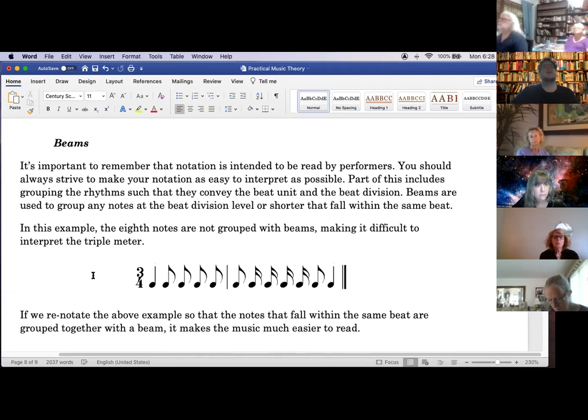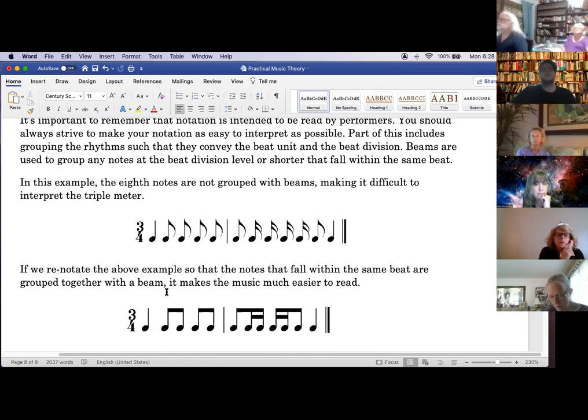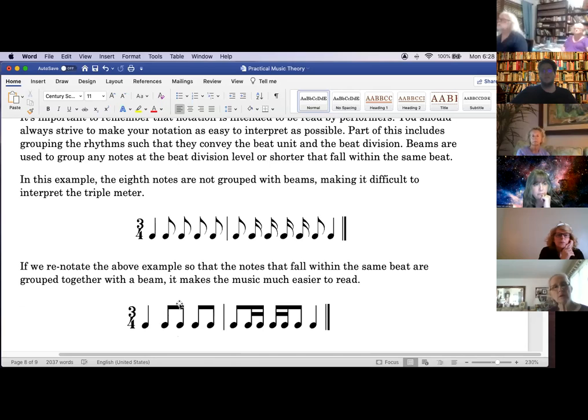Beams. It's important to remember that notation is intended to be read by performers. Duh, right? Composers frequently forget this. You should always strive to make your notation as easy to interpret as possible. Part of this includes grouping the rhythms such that they convey the beat unit and the beat division. Beams are used to group any notes at the beat division level or shorter that fall within the same beat. This is complicated language for saying if there's 2 eighth notes per beat, we need to beam these things together so that I can see where the beats are, right?